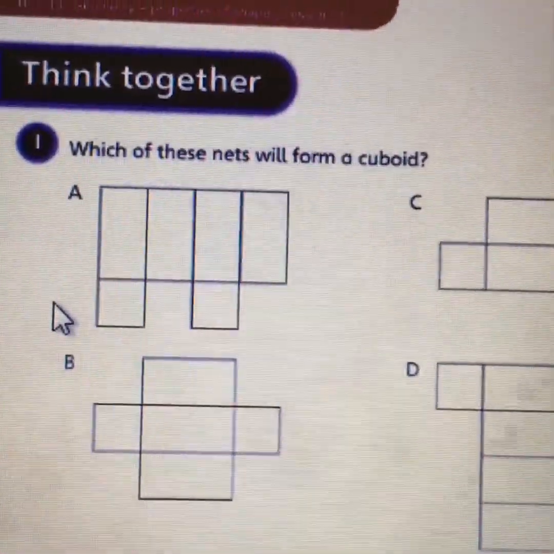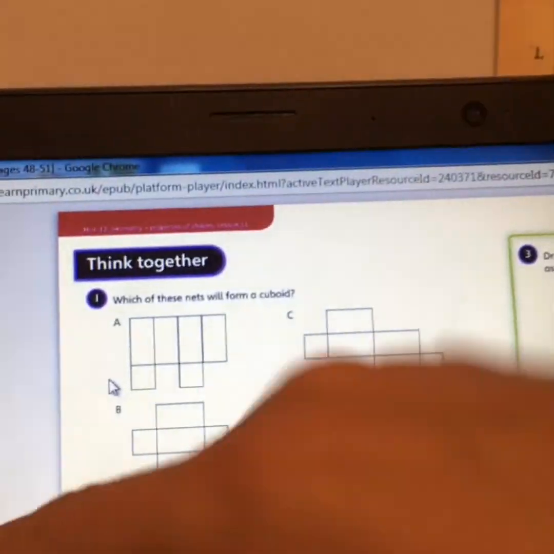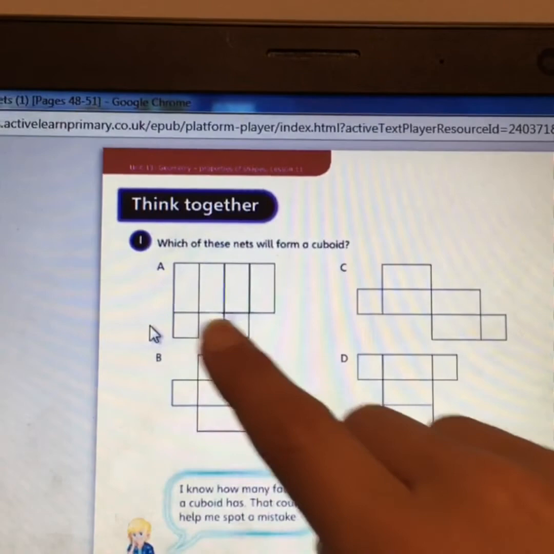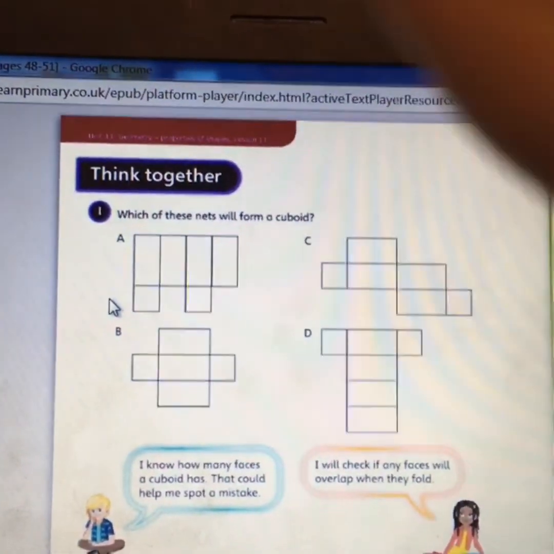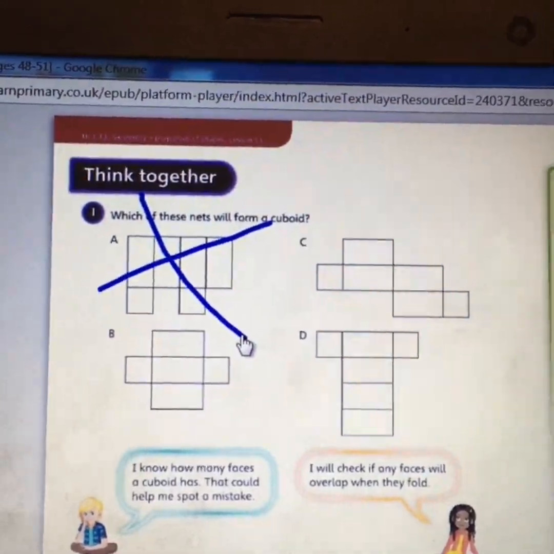Right, I don't think that would form a cuboid. These 4 bits would all go round and make the tunnel bit of the cuboid, but these 2 bits are on the same side, so I think there would be a gap at the other end. So I think A would not form a cuboid.